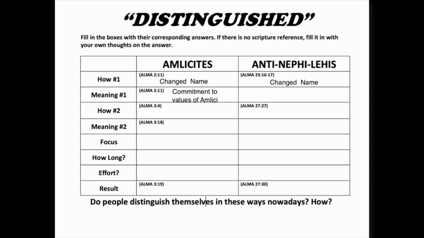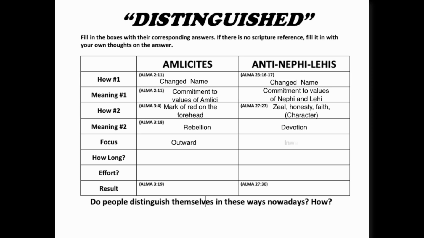Where was their focus? Outward or inward? Outward appearance. And how long would it take you to distinguish yourself as an Amlicite? Not long. Right? Dip my fingers in red paint, wipe it across my forehead, and boom, I'm an Amlicite. How much effort does that take? Not much. Quick and easy. And what was the result of these actions? Look in Alma 3:19. Cursed, condemnation.